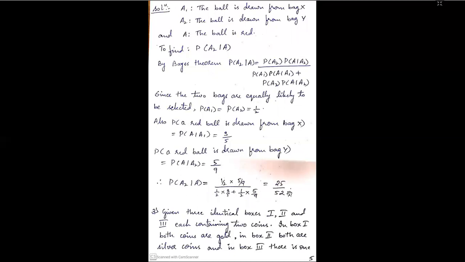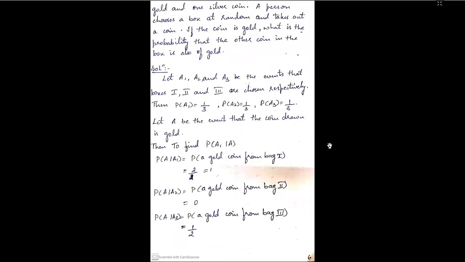Next, the third problem. Given 3 identical boxes 1, 2 and 3, each containing 2 coins. In box 1, both coins are gold. In box 2, both are silver coins. And in box 3, there is 1 gold and 1 silver. A person chooses a box at random and takes out a coin. If the coin is gold, what is the probability that the other coin in the box is also gold?